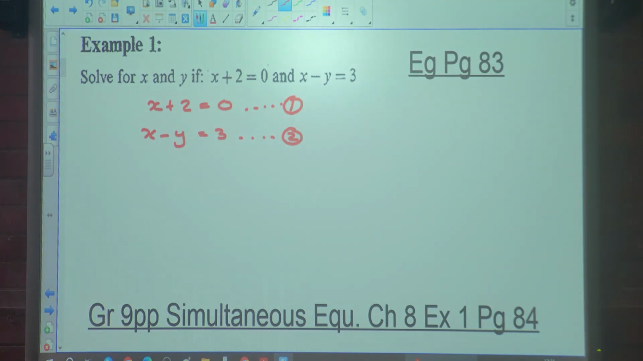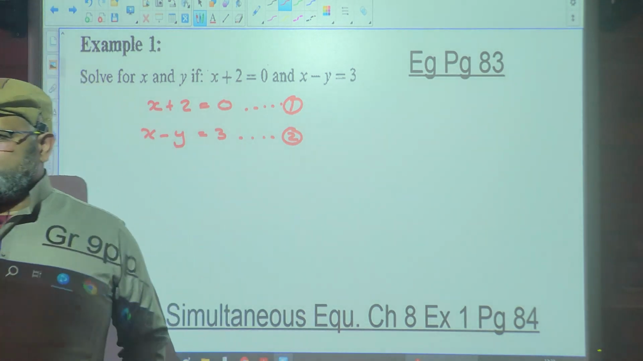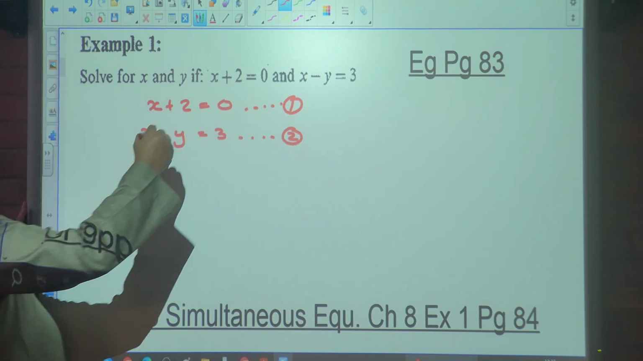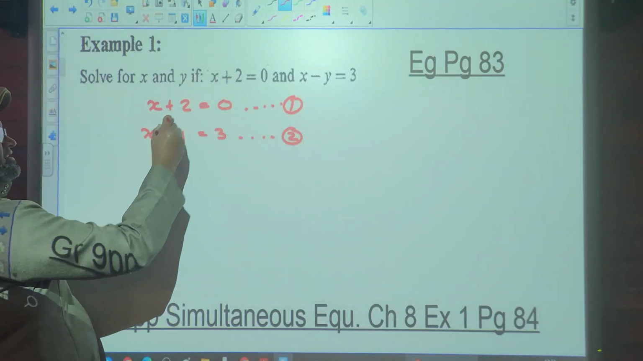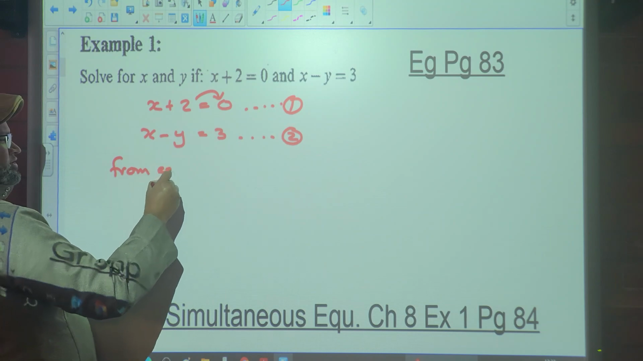So what did the note say? The note said you must solve for x in the first equation, or you're going to solve for x in the equation that has one unknown. Can you see that, people? And which equation has one unknown? Equation 1. Can you see that, people? So what we do is, we solve for x. We take it over the equal sign. This is now from equation 1.